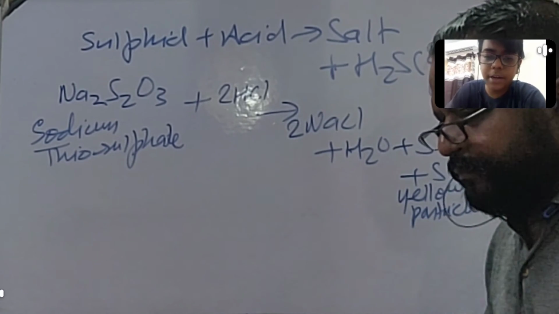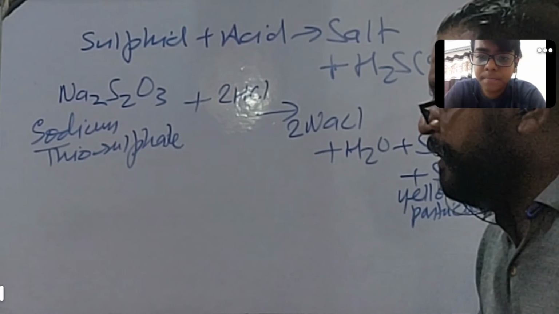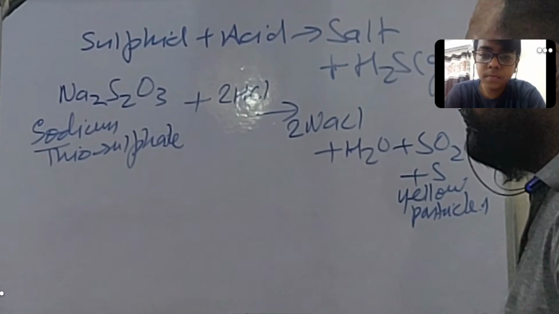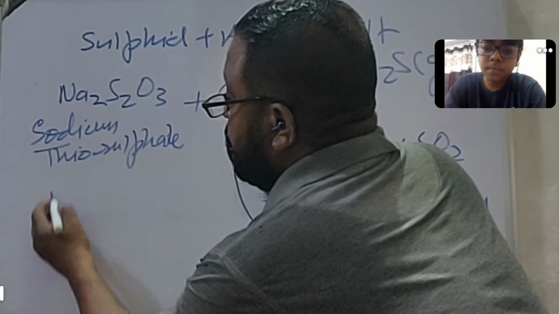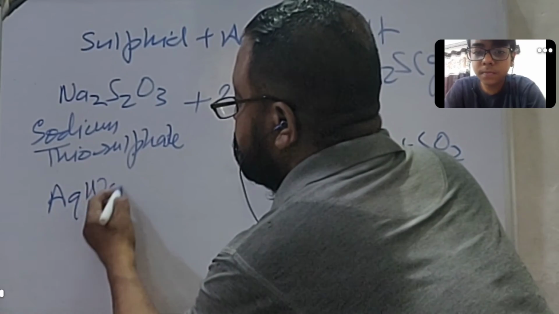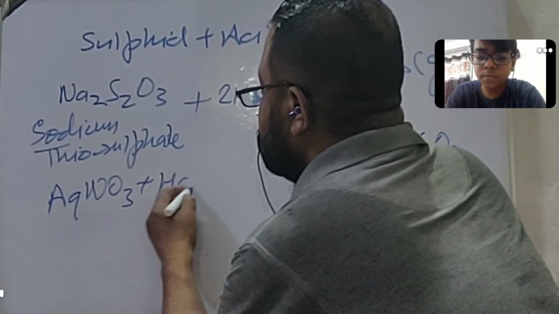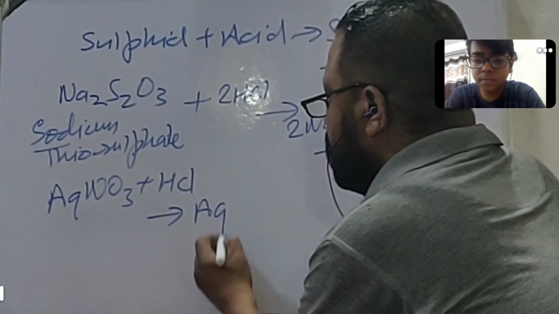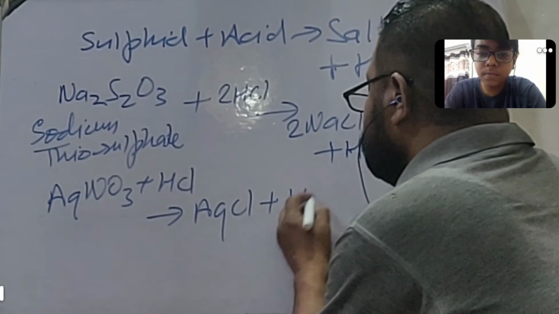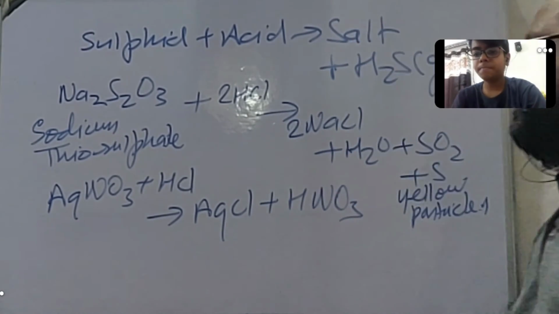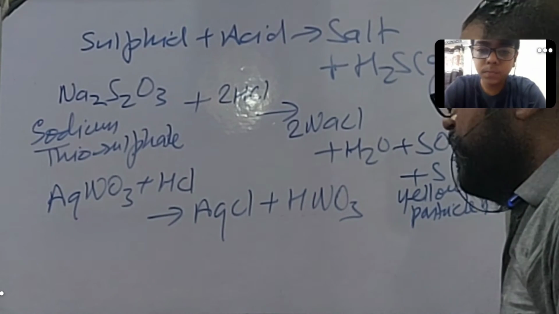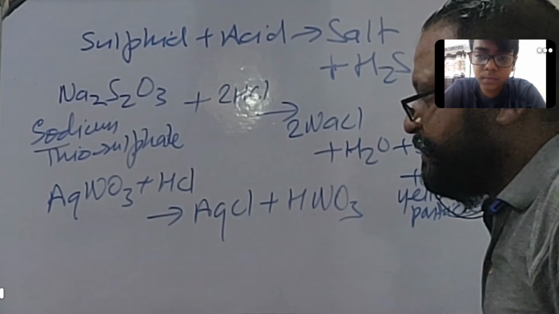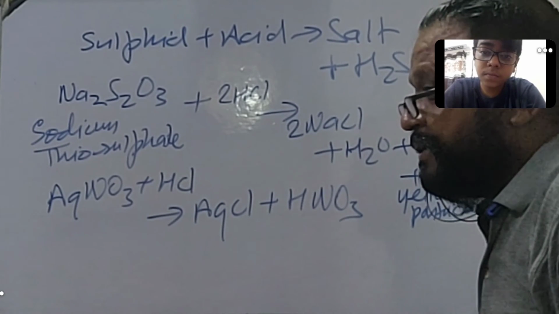No, chlorine. Silver nitrate with hydrochloric acid. Okay, silver nitrate is what? AgNO3. Silver nitrate AgNO3 reacts with HCl and gives you AgCl plus HNO3. So this reaction is workable for you in HCl as well as in nitric acid also.